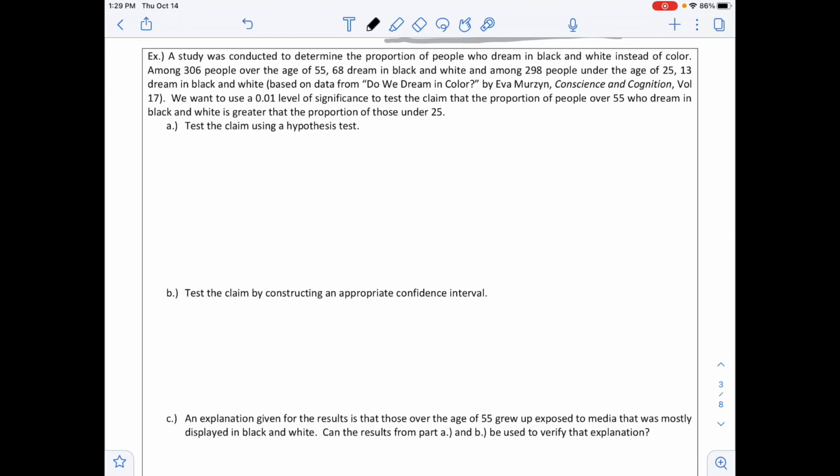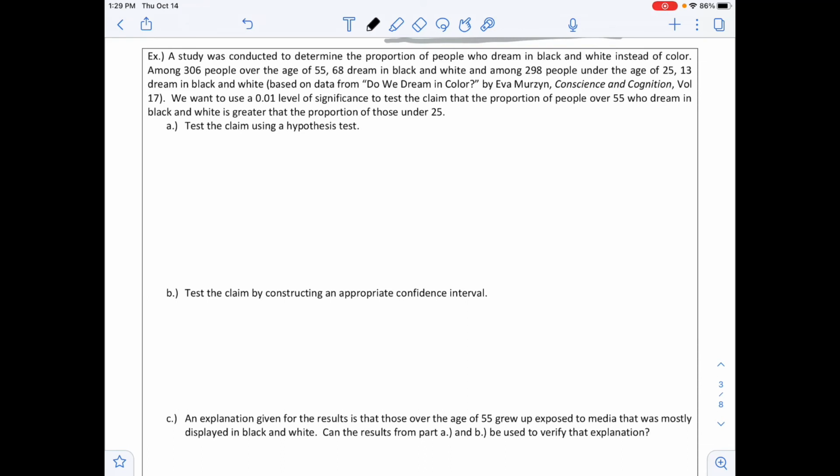Part A says to test the claim using a hypothesis test, and part B says to test the claim by constructing a confidence interval. For part A, we need to first set this up. It's a little bit different than the previous example where x1, n1, x2, and n2 are all given to us. It's a lot nicer when they are given to you or a table is provided. For this one, we have to read it and actually figure everything out.